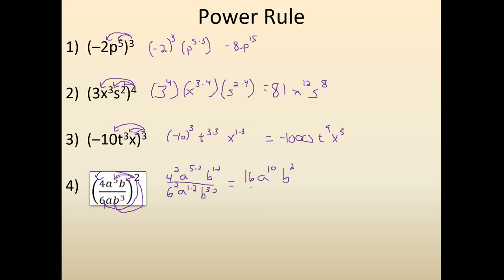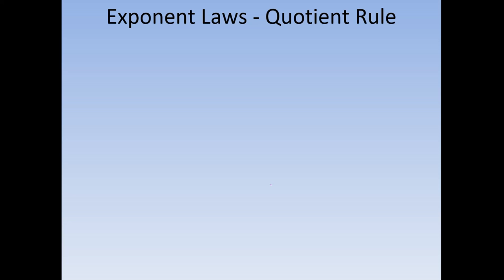b squared, and then this ends up being 36, a squared, b to the 6th. Now, the thing is, we actually can simplify this one step further. However, in order to do that, we would need our last rule, the quotient rule.